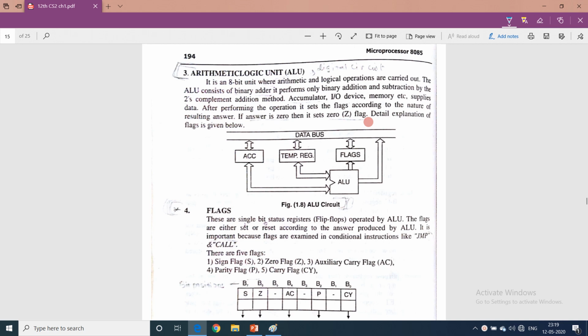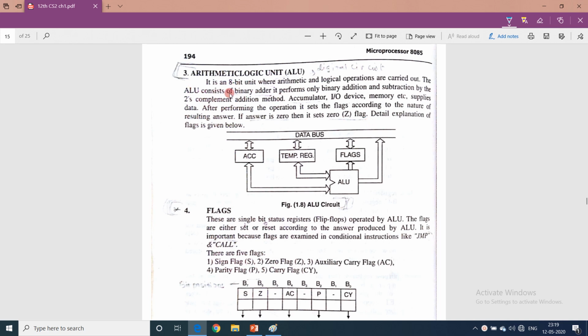Hello students. In today's video, we will start with the arithmetic logic unit. What is the arithmetic logic unit? It's a unit present in the 8-bit 8085 microprocessor, which is used to perform arithmetic and logical operations. Depending on the answer of these operations, the flag register is either set or reset. Set means 1, reset means 0.